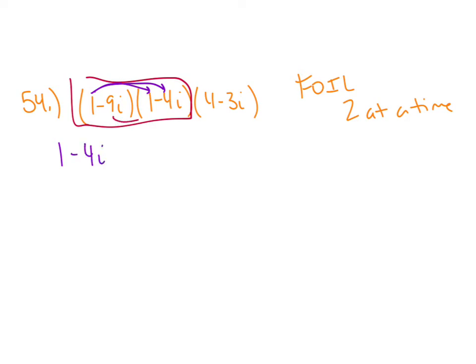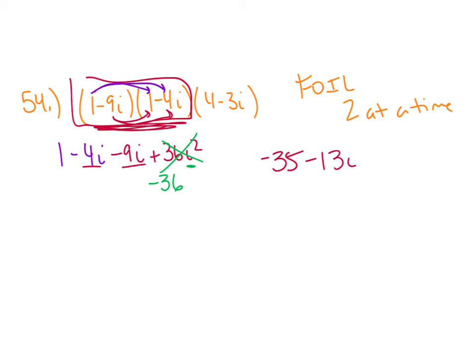Now, I'm going to take negative 9i times 1. I'm going to get minus 9i. I'm going to take negative 9i times negative 4i. I'm going to get plus 36i squared. And then I remember that i squared is negative 1, so this becomes minus 36. So my first 2 sets of parentheses turn into 1 minus 36, which is negative 35, minus 4i minus 9i, which is minus 13i. So these 2 parentheses turn into this set of parentheses. I haven't done anything with 4 minus 3i, so I just put that right there.